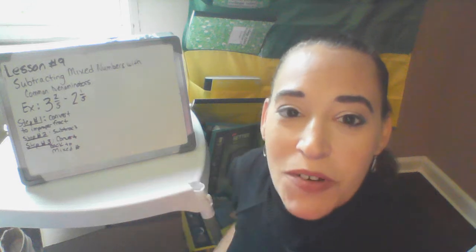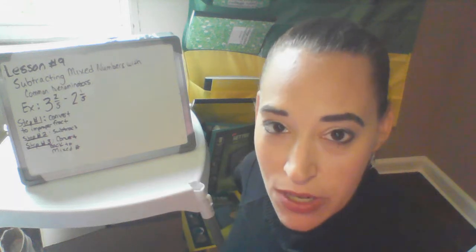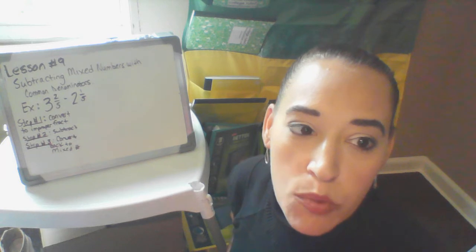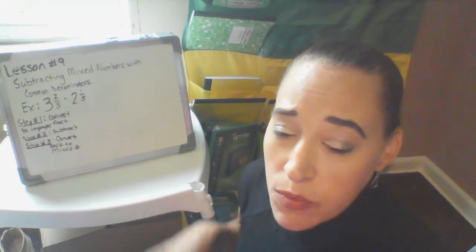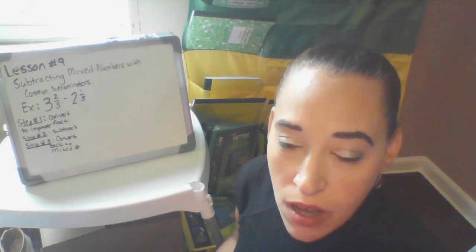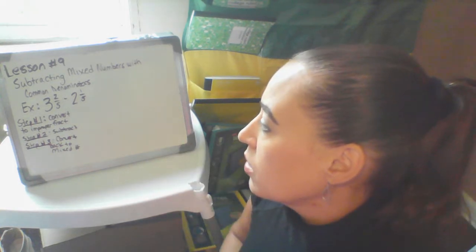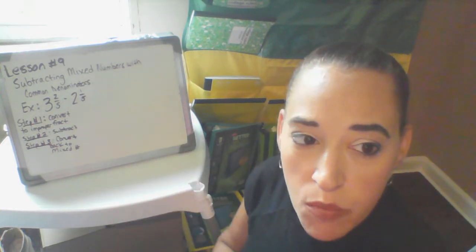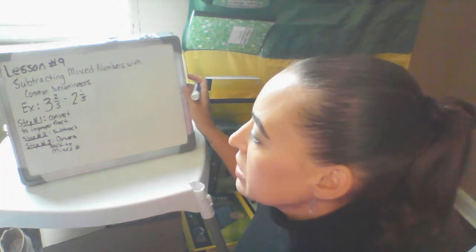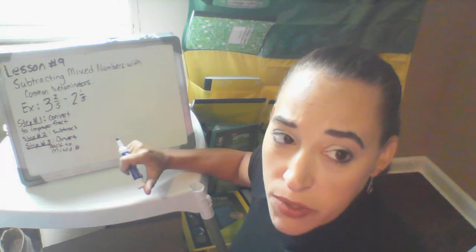Hi, friends. So we're on Unit 2, lesson number 9, and we're subtracting mixed numbers with common denominators and with uncommon denominators. First, we'll do one with a common denominator, then we'll flip and do one with an uncommon denominator. So step 1 would be to convert it to an improper fraction.